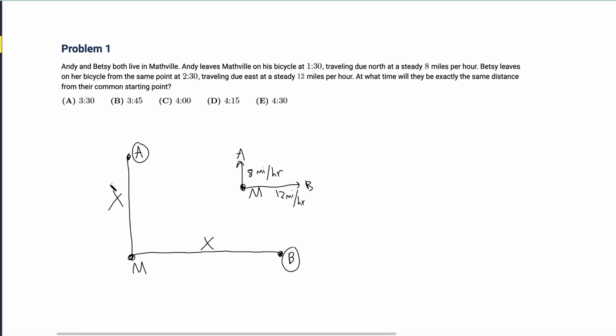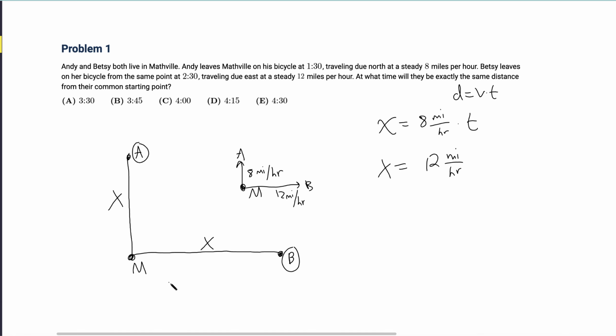So how long does it take for Andy to travel the distance of x? Well, at a constant velocity, d is v times t. And Andy is traveling at 8 miles per hour, and for however long he has taken. Andy leaves at 1:30, so let's say he has traveled a t amount of time, in terms of hours. Then Betsy is traveling at 12 miles per hour. And how much time did she take?